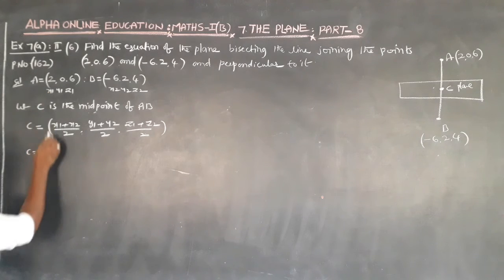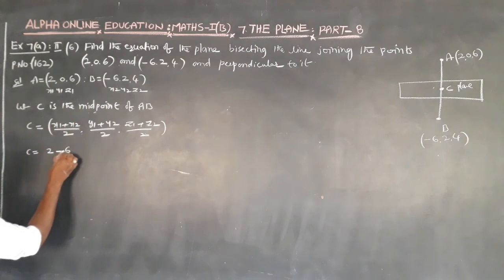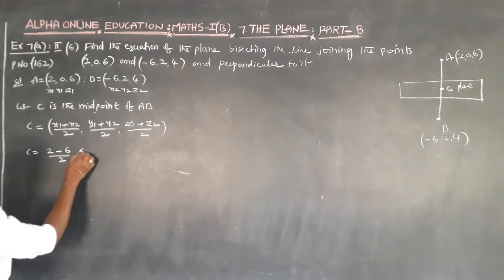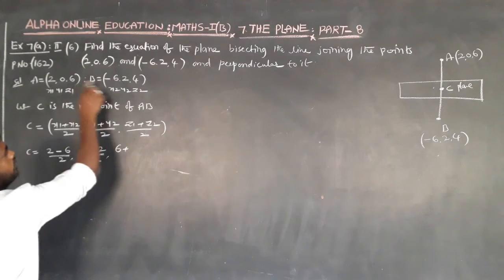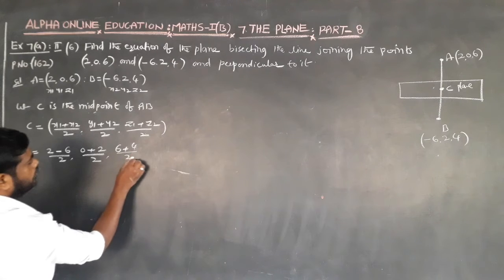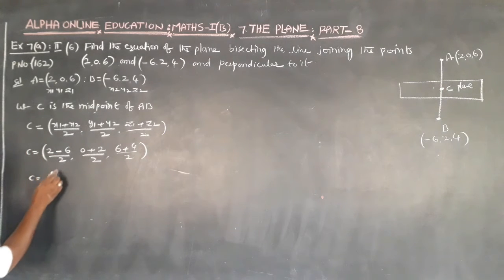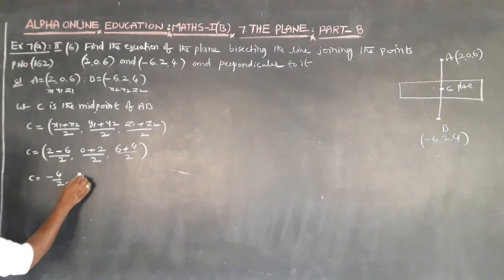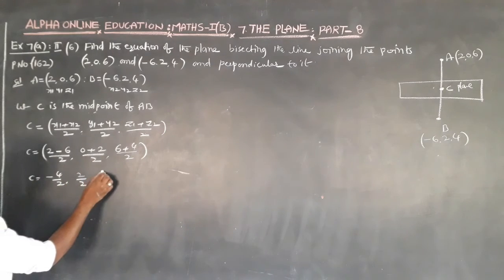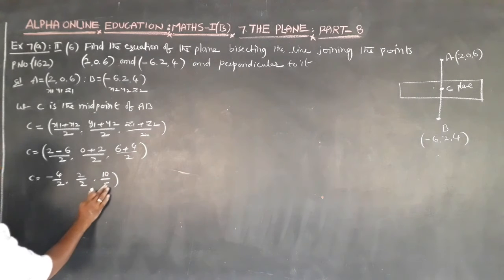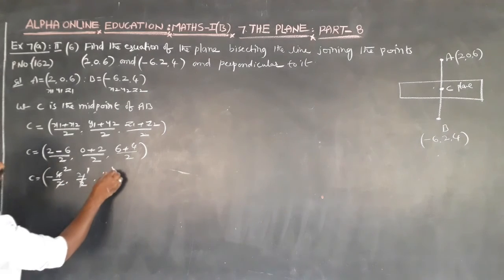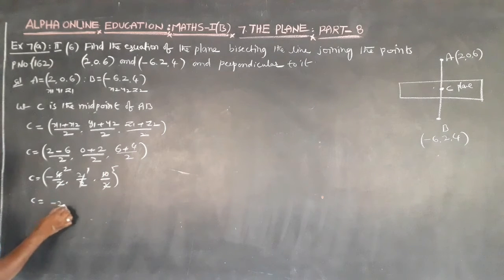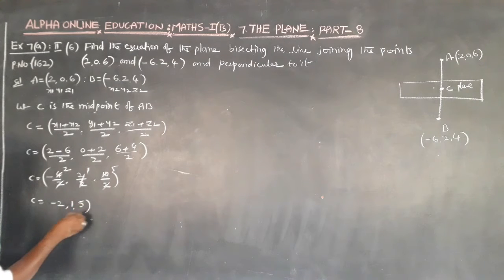C is equal to 2 minus 6 by 2, 0 plus 2 by 2, 6 plus 4 by 2. That is minus 4 by 2, 2 by 2, 10 by 2, which gives minus 2, 1, 5. So the midpoint C is equal to minus 2, 1, 5.